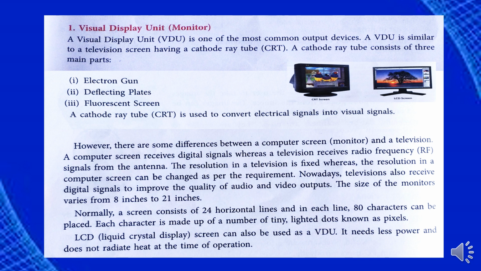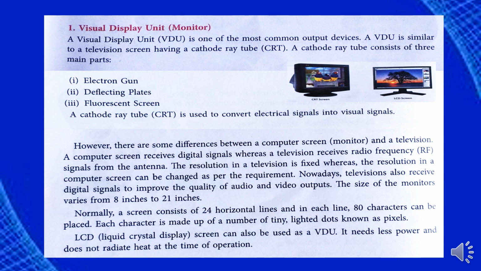A computer screen receives digital signal, whereas a television receives radio frequency signal from the antenna. The resolution in a television is fixed, whereas the resolution in a computer screen can be changed as per the requirement. Nowadays, television also receives digital signals to improve the quality of audio and video output. The size of the monitor varies from 8 inches to 21 inches. Now it has increased also.